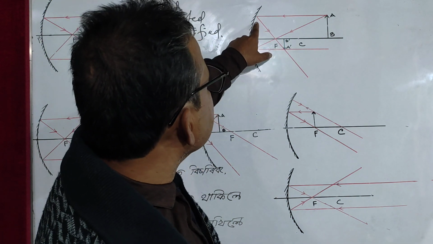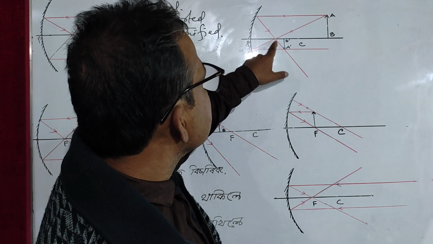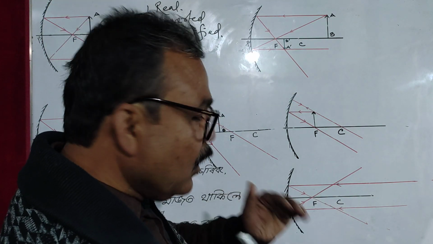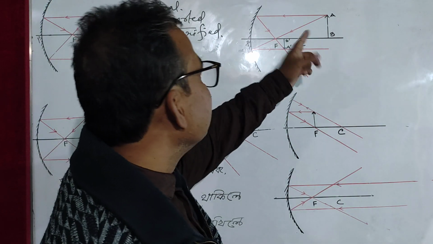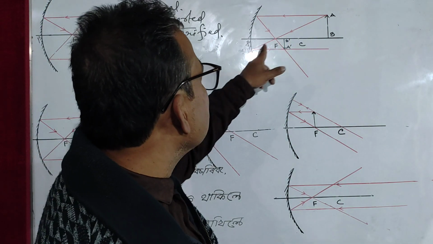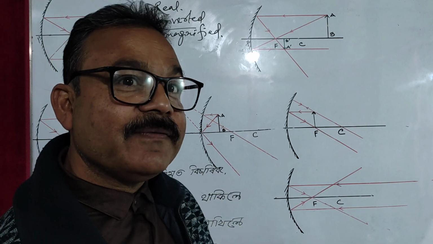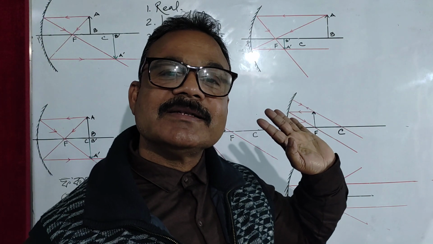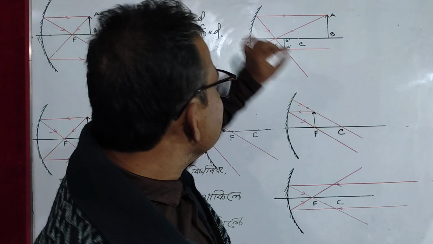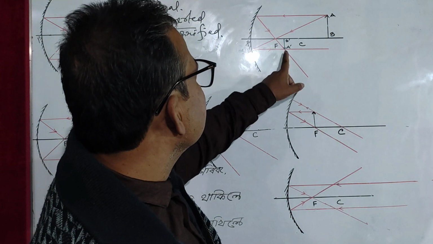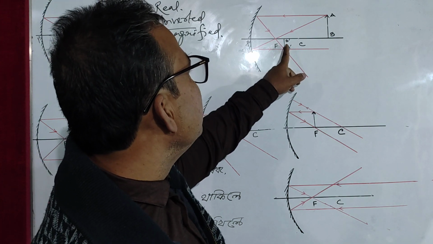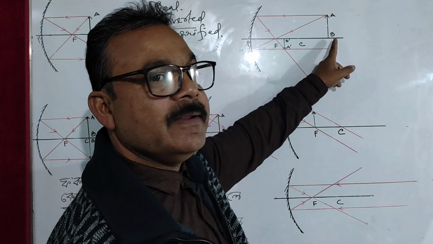So after reflection, the ray passes through the focus. And in another way, I am taking another ray through the focus. So after reflection, definitely it becomes parallel to the principal axis. And these two rays after reflection meet at this point. So here we will get the image of object AB.